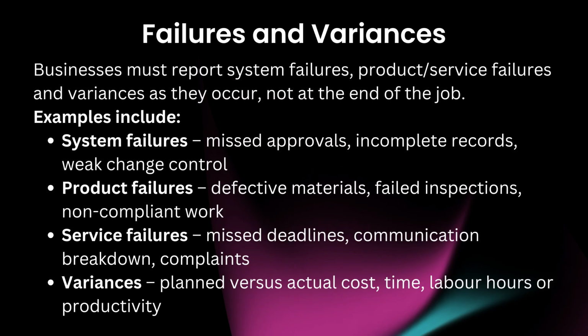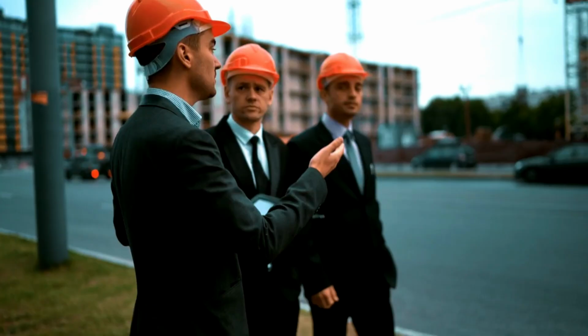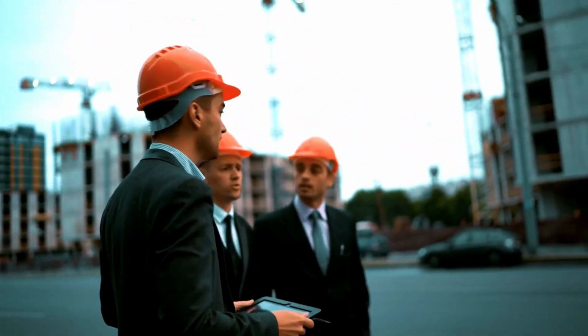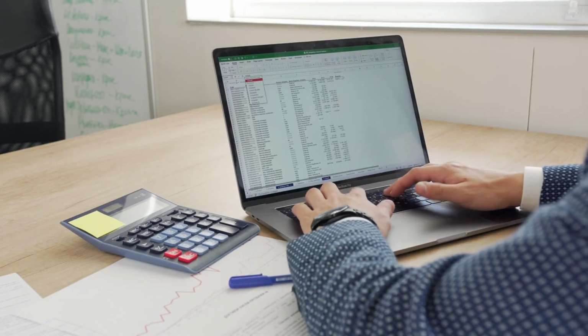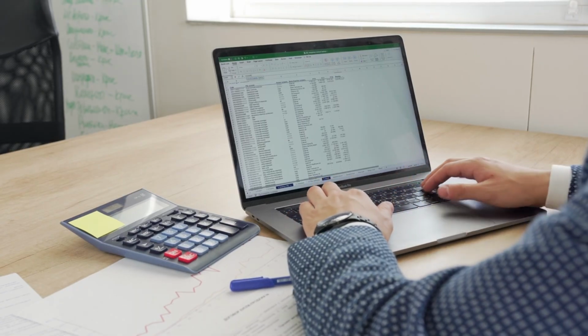Failures and variances. Businesses must report system failures, product/service failures and variances as they occur, not at the end of the job. Examples include system failures, missed approvals, incomplete records, weak change control. Product failures, defective materials, failed inspections, non-compliant work. Service failures, missed deadlines, communication breakdown, complaints, variances, planned versus actual cost, time, labor hours, or productivity.